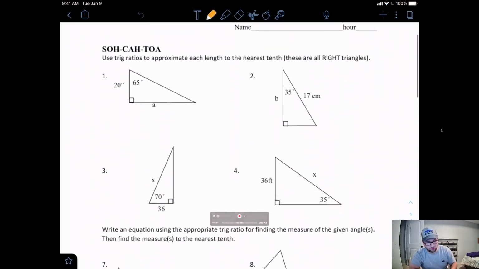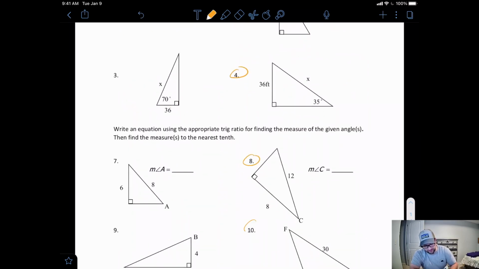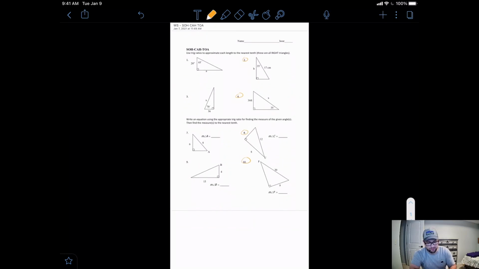Today we're going to go through your TOA worksheet. This will be your homework help video. So just like always, I will go through and do the evens, which will mean you have to go through and do the odds. There's only 8 problems here, so this should be a relatively quick one for you.